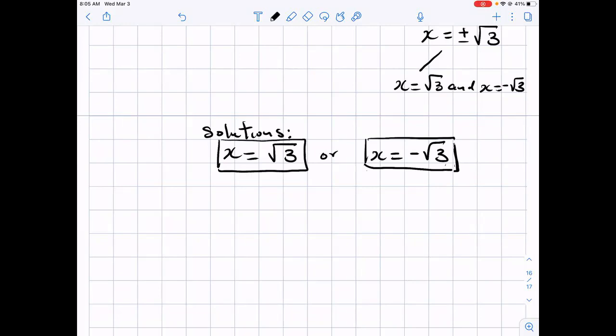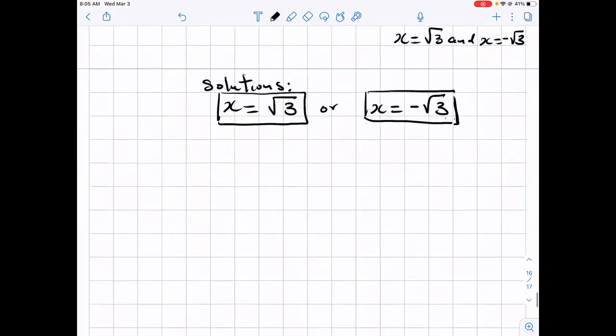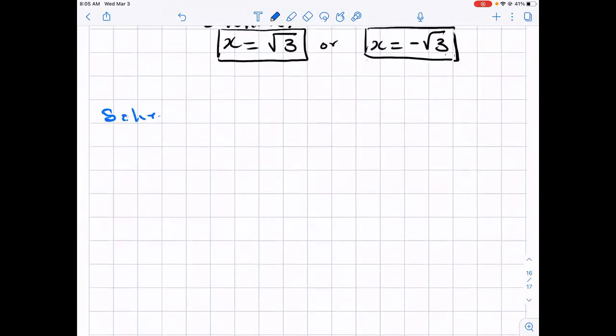Now, if we try to solve by completing the square, let's try to solve it by completing the square.